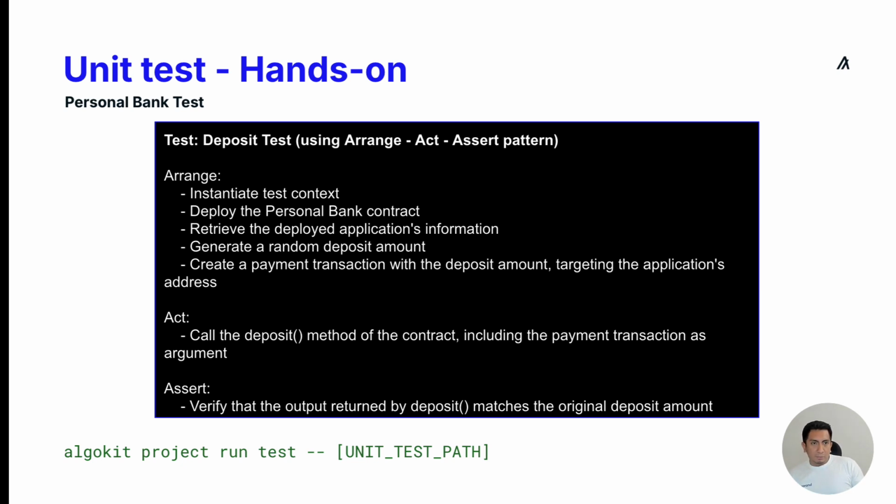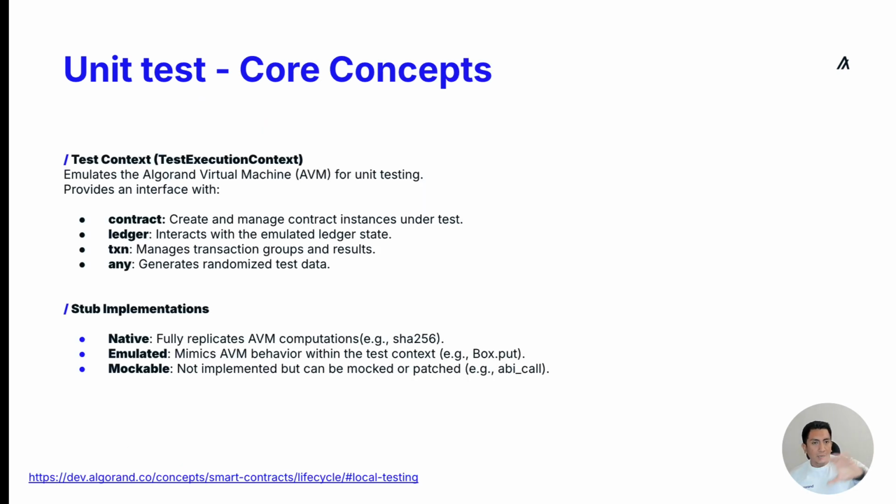And we're going to use the personal bank smart contract. The first test is going to be the deposit test. We're using the arrange-act-assert pattern. And the first thing is that you need to instantiate the test context. Remember, test context is the object for accessing the Algorand virtual machine emulation.